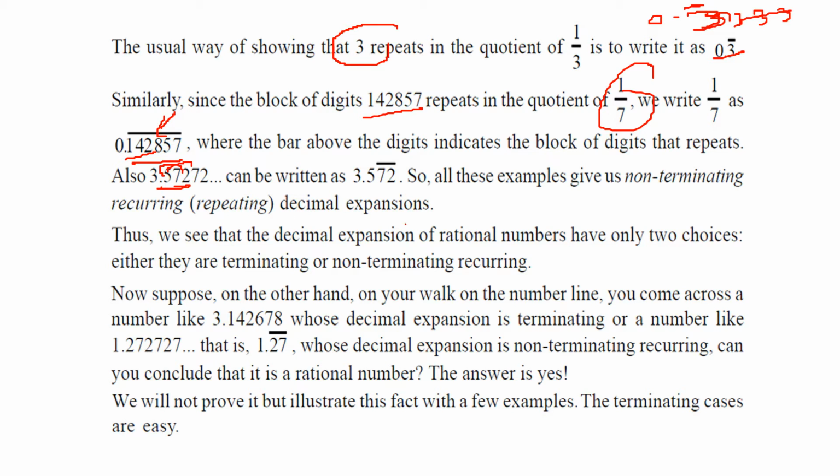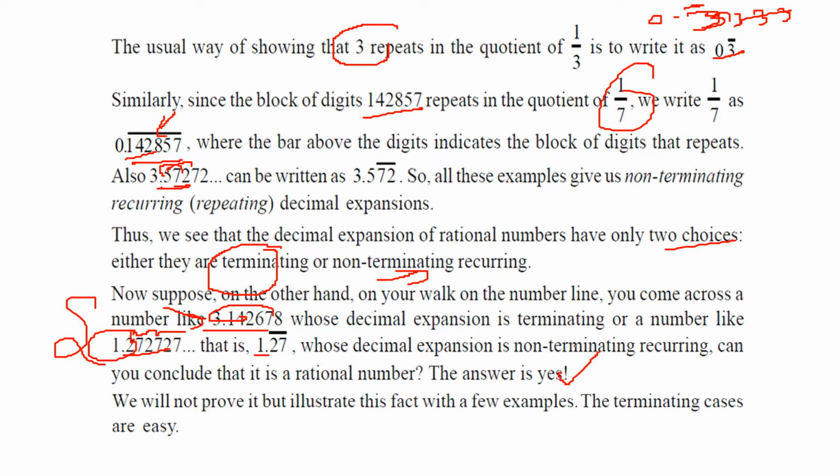So we have seen that the decimal expansion of a rational number has only two choices. They are either terminating or non-terminating recurring. But let us walk on the number line again. When we come across a number like 3.14268, whose decimal expansion is terminating, right? Or a number like 1.272727, whose decimal expansion is non-terminating recurring. What can you say about this number being a rational number? Can you conclude this number is a rational number?